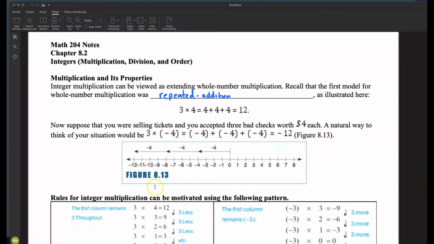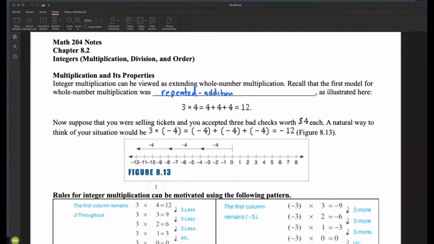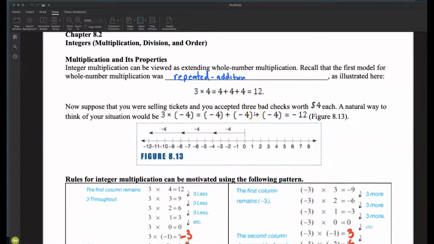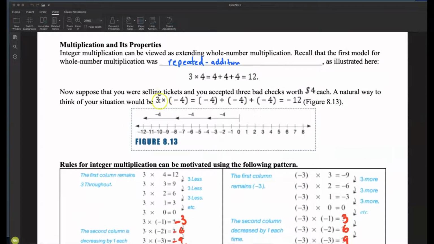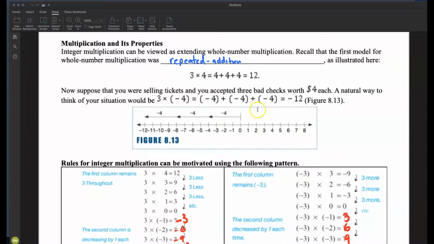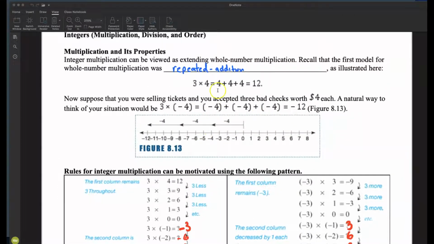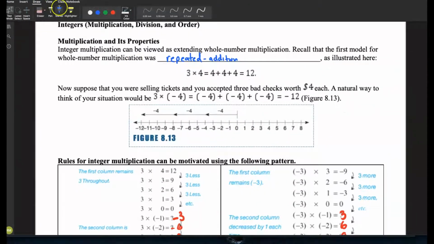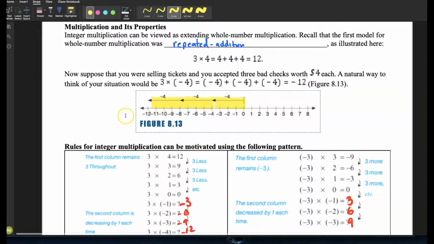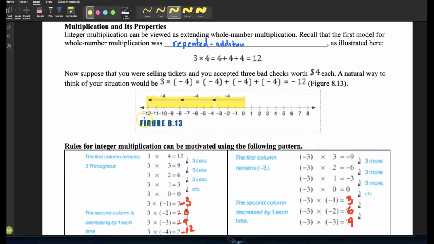And so that's how we start this section on multiplication of integers, positive and negative numbers, with repeated addition. 3 times 4 we know is 4 plus 4 plus 4. And then 3 times negative 4 would be 3 groups of negative 4. And so we can see that as repeated addition. We can also see it on this measurement model here, going back 4 and 4, and now I'm 12 away in the left direction, right? So I'm in that space there.